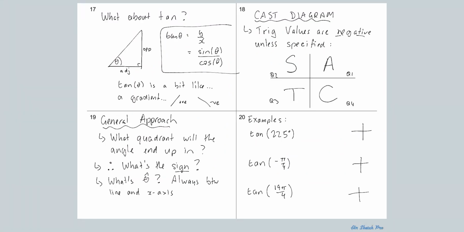So just to go back then, the CAST diagram allows us to work out the sign, positive or negative. And so our general approach to solving a problem without a calculator is to work out what quadrant the angle will fall in, work out what the sign is, work out the acute angle, which is always formed between the x-axis and the line, and then solve it from there.